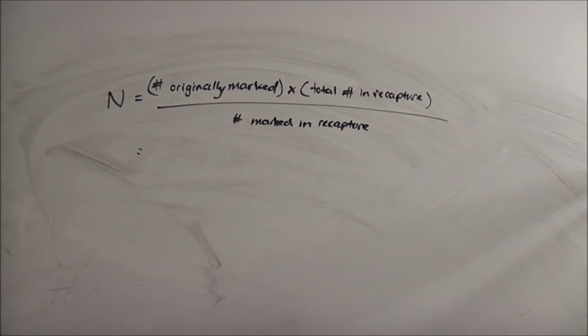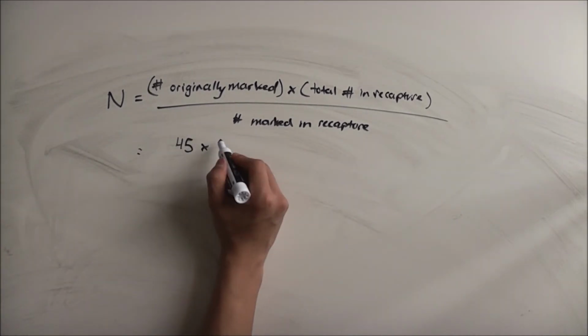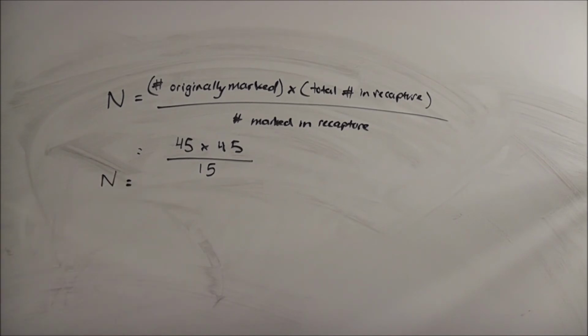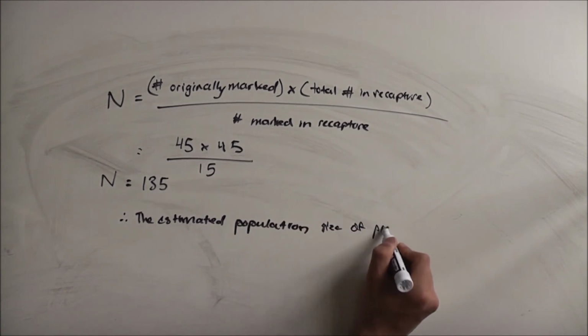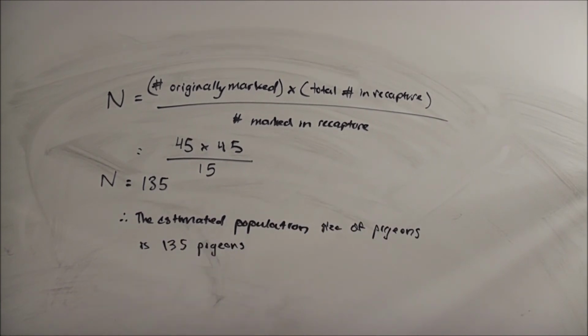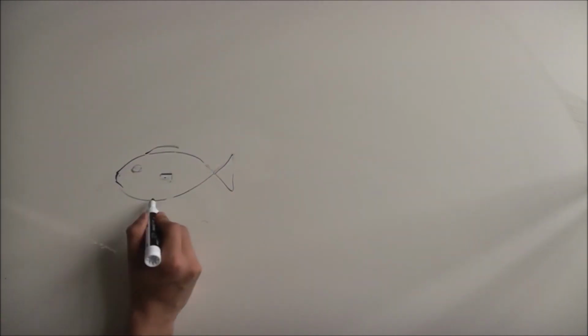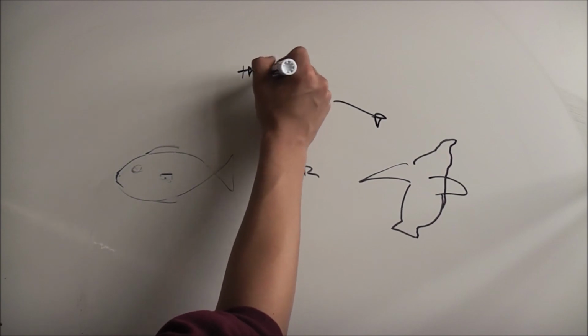So now we can just plug in our numbers. The number originally marked is 45 times another 45 in recapture, then divide by the 15 who are already marked. So we get an n value of 135. Therefore, an estimated population of 135 pigeons. The mark and recapture method is especially useful for highly mobile populations, such as fish or birds, because it's really hard for scientists to count the number in their population if they're always moving.